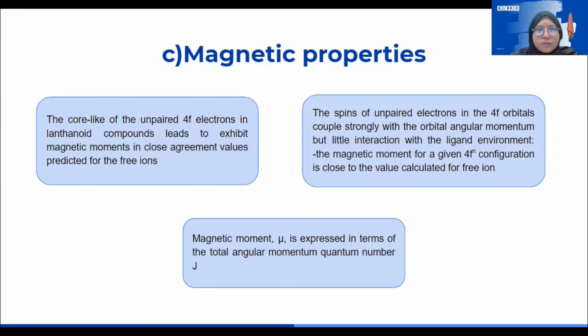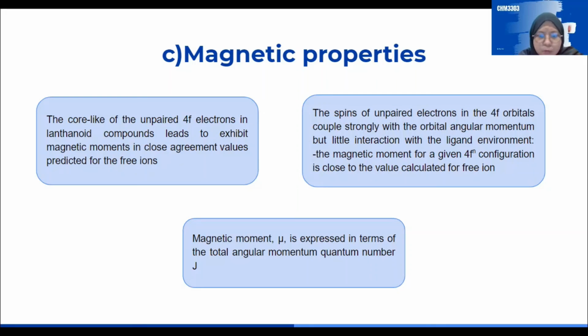For the last part of this presentation, it is magnetic optics. The core-like nature of the 4f electrons in lanthanoid compounds leads them to exhibit magnetic moments in close agreement with values predicted for the free ions based on Russell-Saunders coupling. The spin of the 4f electrons couples strongly with the orbital angular momentum but has little interaction with the ligand environment, and as a result, the magnetic moment for a given 4fn configuration is close to the value calculated for the free ion.